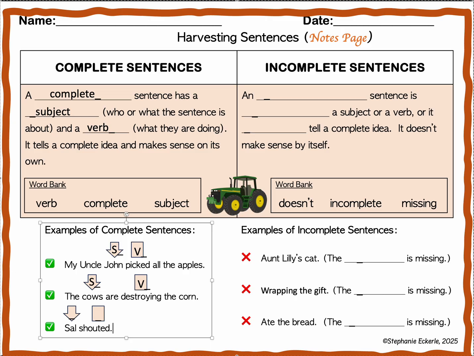Let's look at our third example. Sal shouted. Who or what is the sentence about? Sal. So we'll put an S for subject above Sal. What did Sal do? Sal shouted. So we'll put a V above shouted, because shouted is the word that tells what Sal did.